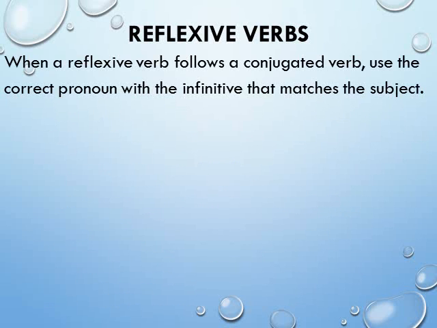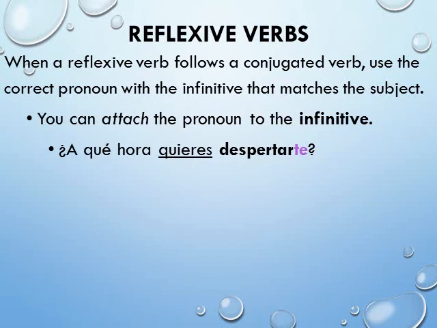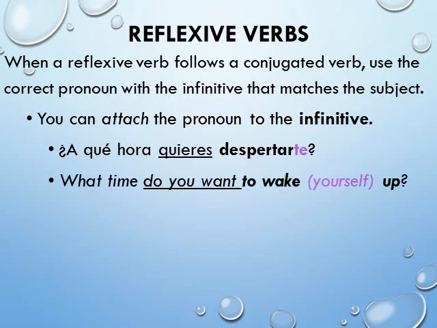Few other things. When a reflexive verb follows a conjugated verb, you're going to use the correct pronoun with the infinitive that matches the subject. So what does that mean? All right, let's take a look. You'd attach the pronoun to the infinitive, okay? ¿A qué hora quieres despertarte? Since we know that quieres with an es on the end is in the tú form, we have to use te in order to match you. Okay, so what time do you want to wake yourself up? Okay.